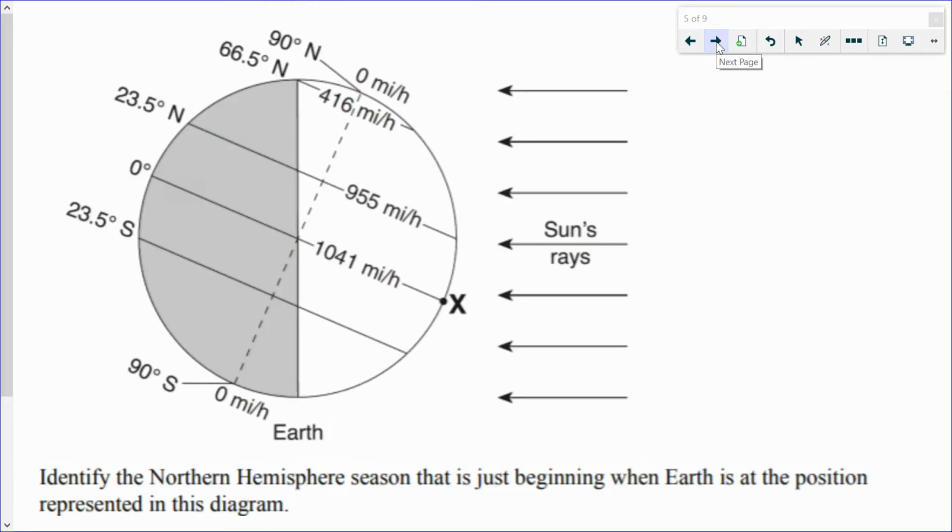Another one, you're always looking, where's the sun? Where's the North Pole? Since we're on this and I have color drawings, you won't have a colored pencil in the final exam, but it's always good to label where's the North Pole. So tilted towards the sun, what season is just beginning? Summertime. What's the date? June 21st. What's the name of the day? Summer solstice.